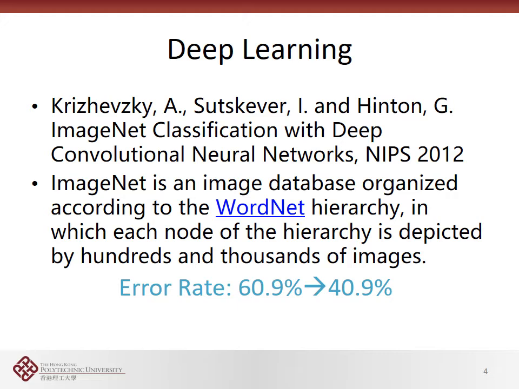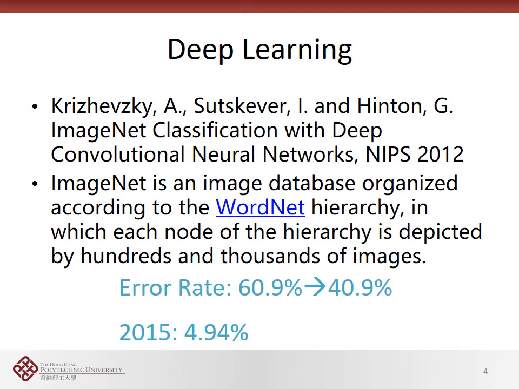This paper reduced the error rate to 40.9%. It is a very huge improvement, right? It improved the classification performance by around 20%. Because of this huge improvement, deep learning models drew more and more attention from both academia and industry. So do you know the recent results of this classification task?